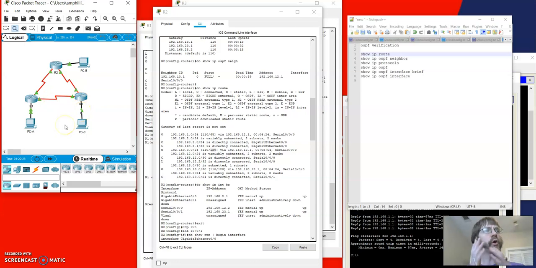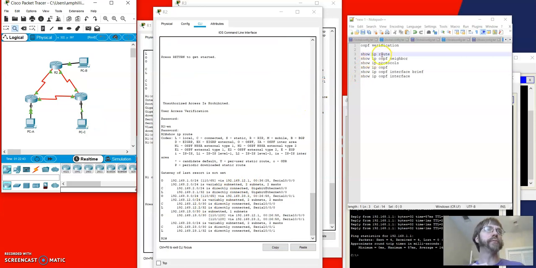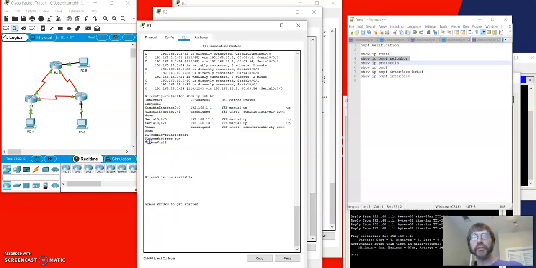So you need to know what you should see, or your show commands won't tell you. They will tell you what you need to know, but you won't recognize it if you don't have some expectation of how the topology should behave before you start anything. The other thing, the thing that was my big red flag, was my show IP OSPF neighbor. Let me do that on router 1.